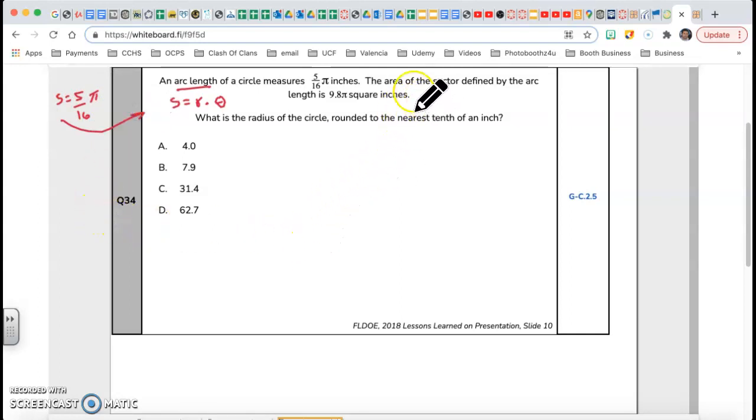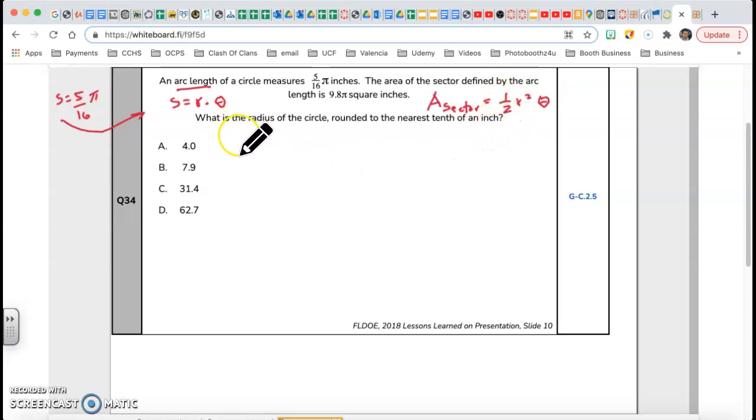Next, the area of a sector defined by the arc length is 9.8 square inches. So the area of the sector, and let's put sector right there. The formula for the area of the sector, guys, the easiest one out there, is 1/2 times the radius times theta. Theta is the central angle, and it's in radians. Keep that in mind. If you notice, they're similar to each other, but this one is to the second power, and this is 1/2 of it.